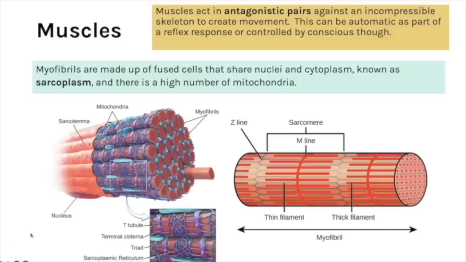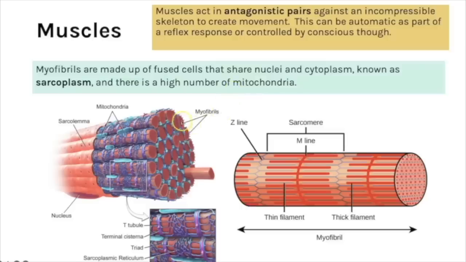Now you need to know the structure of these muscles. So that's what we're looking at here. We have the myofibrils labelled, and a myofibril is made up of lots of fused cells, and because they're fused together they will share organelles. So they share the nucleus, they'll be sharing the cytoplasm, and this cytoplasm, because it's all shared, is known as sarcoplasm. So there'll be lots of nuclei within one of these myofibrils, but there's also a high number of mitochondria, and that is because we'll be needing ATP from respiration for the muscle contraction.